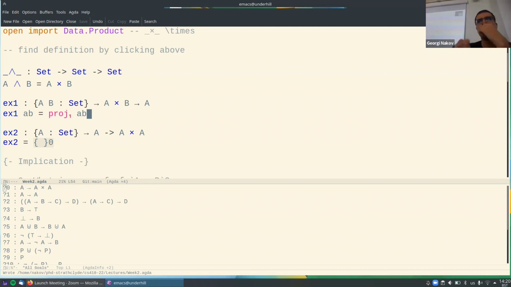Now, we saw how to use a proof of a conjunction, but how can we produce a proof of a conjunction? In a simple case, how can we produce evidence supporting A and B?